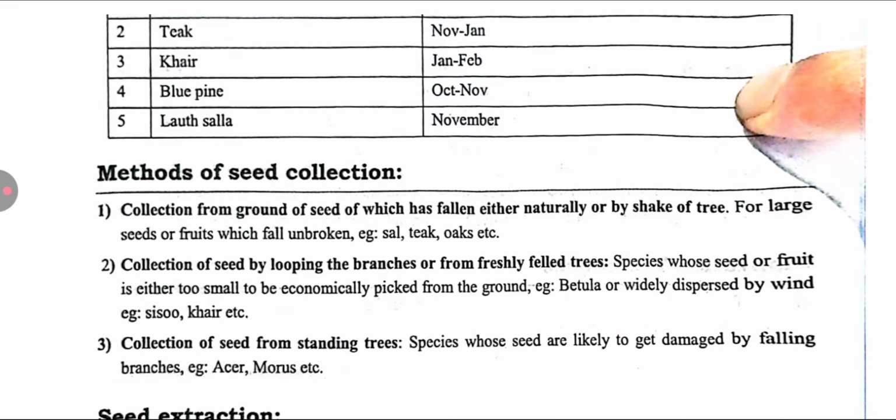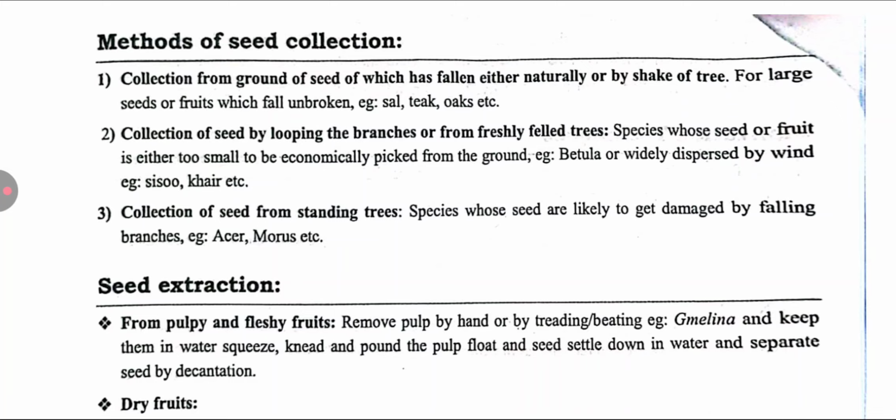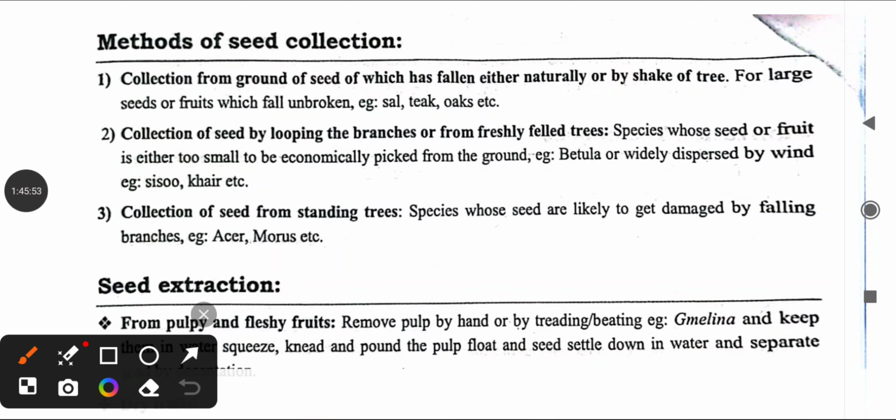Method of seed collection: by what methods can seed be collected? Collection from the ground of seed which has fallen either naturally or by shaking the tree, for large seed or fruit which fall unbroken, such as sal, teak and oak. Collection of seed by lopping the branches or from a freshly felled tree.